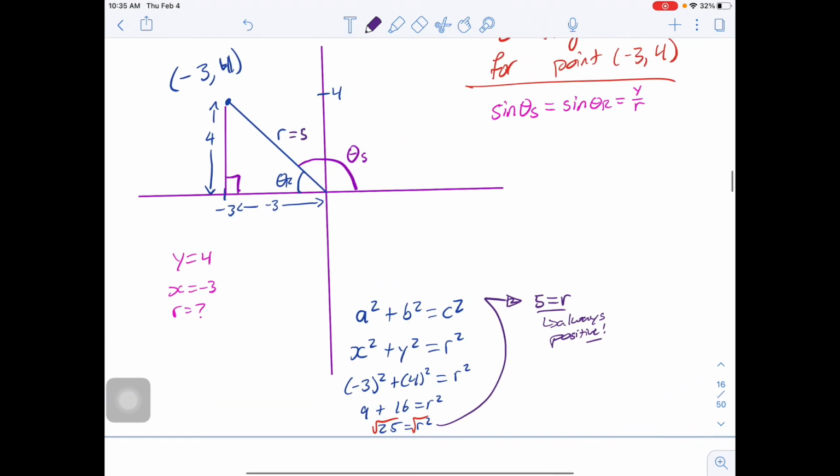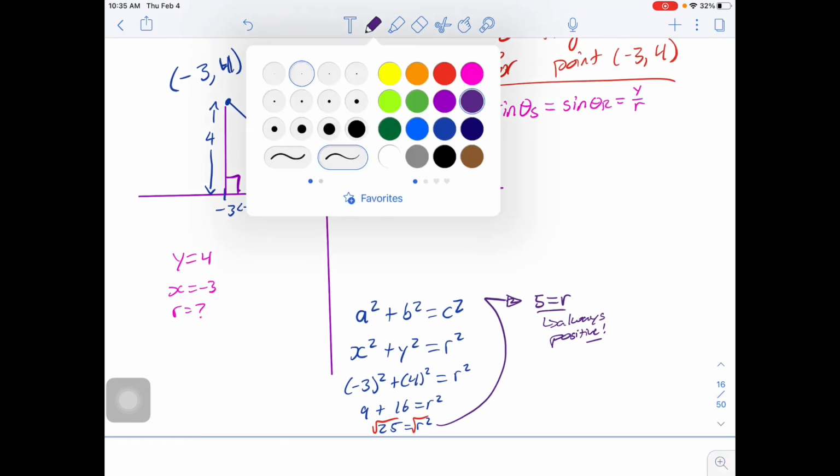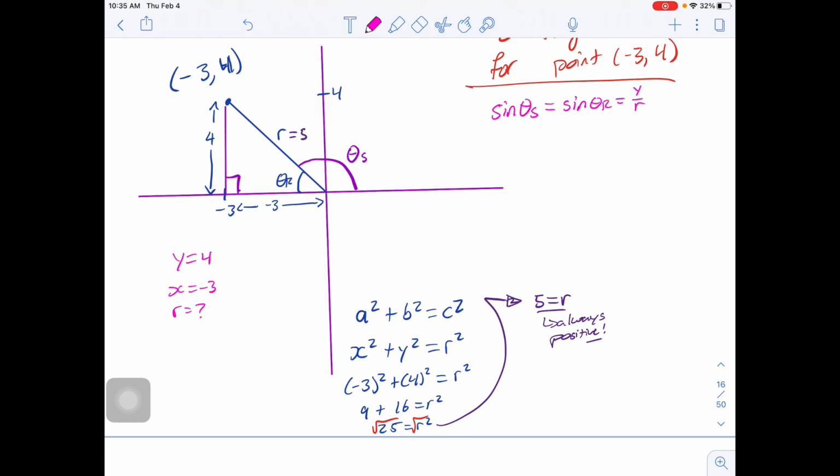So now finding our trig ratios is going to be pretty quick and easy, because it's a matter of just plugging in the values we know. Since sine of the angle is y over r, we can quickly say that for the reference angle, y over r, y we said is 4, r is 5. So my standard angle sine ratio is 4 over 5. Done.